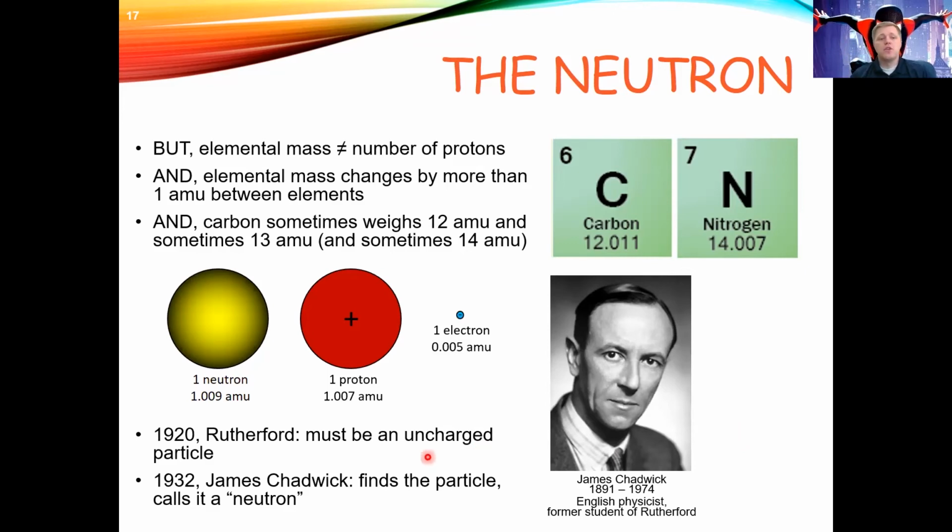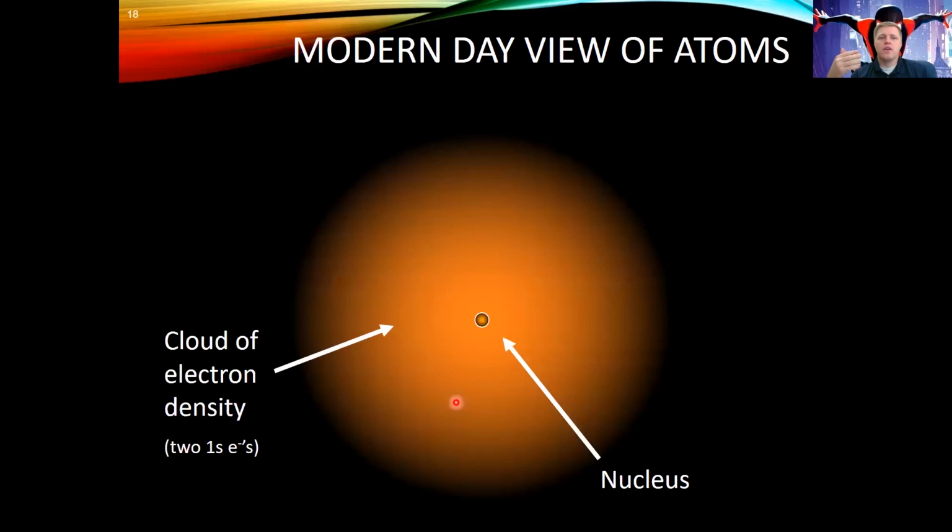And he found that the neutron weighs almost the same as a proton. It's slightly heavier. So the proton is 1.007 AMU, the neutron is 1.009 AMU. So now we have all of the components that are in the atom. We have the current modern view of the atom, where we have a small nucleus and we have a cloud of electrons around the nucleus.